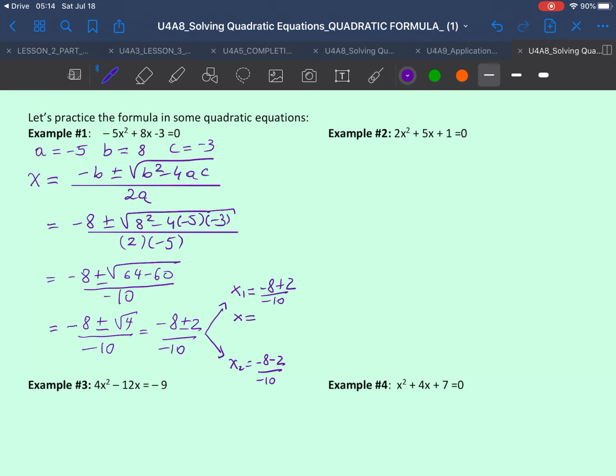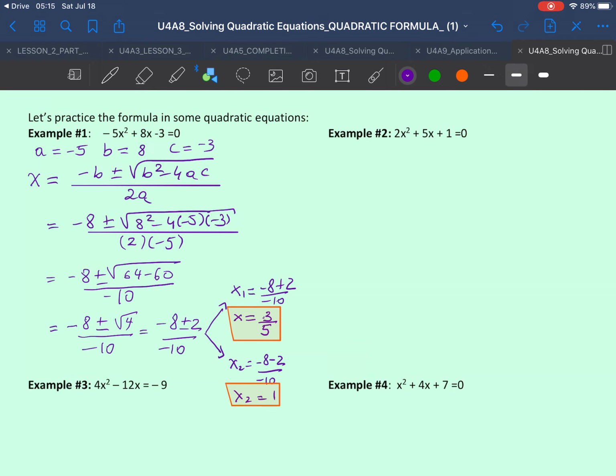And I am going to evaluate them. Negative 8 plus 2 is negative 6. Negative 6 divided by negative 10 is positive 3 over 5, reduced to lowest terms. And x2 would equal negative 10 over negative 10, or 1. So these are the two solutions to the given equation. One here and one here.